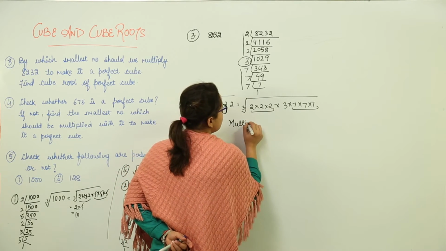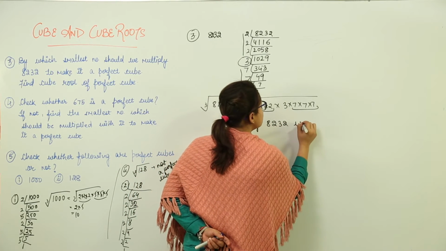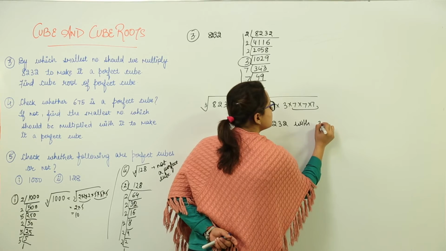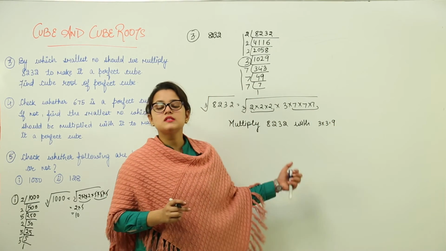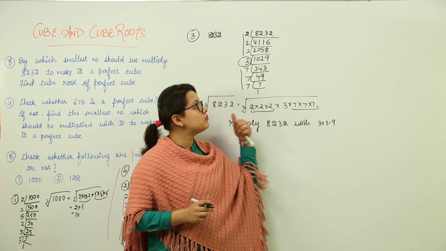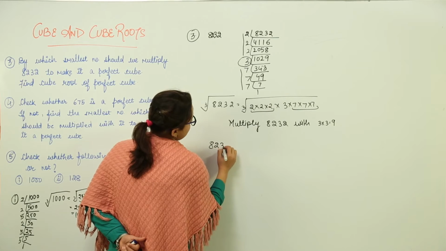We have to multiply 8232 with 3 into 3, that is 9. Understood? So 3 into 3, 9. 9 is the smallest number that should be multiplied with this to make it a perfect cube. Let us multiply this with 9.